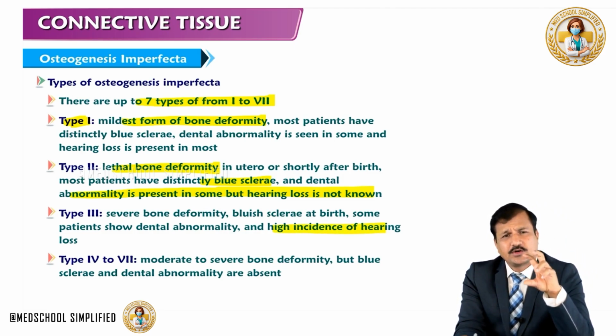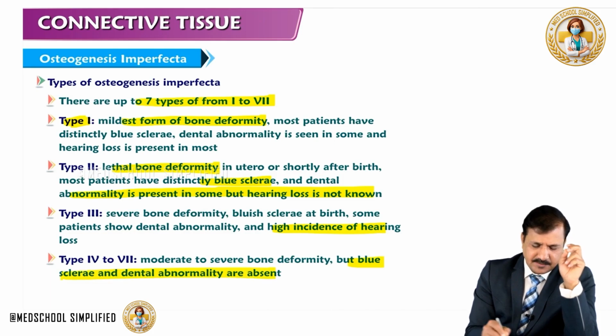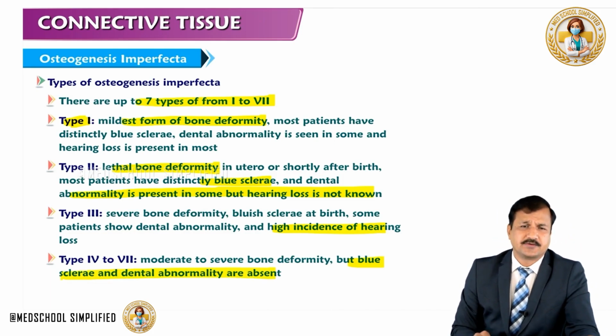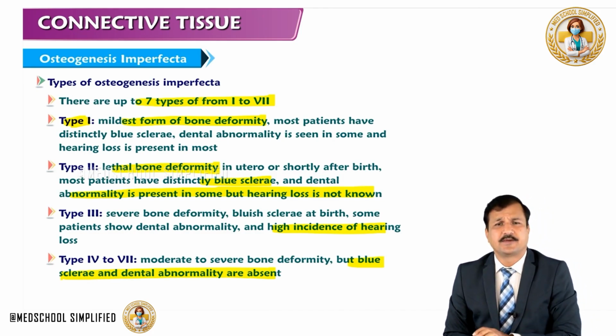Coming to type 4 to type 7, they show moderate to severe bone deformity, but blue sclera and dental abnormalities are absent from type 4 to type 7. So these are some of the characteristics of osteogenesis imperfecta.